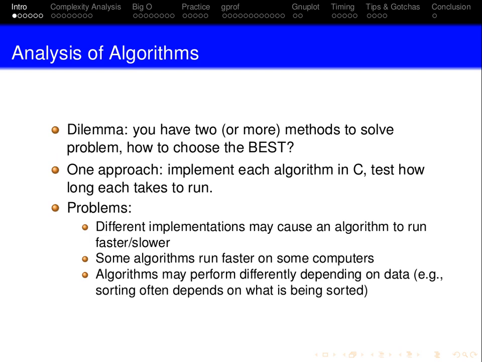The dilemma when you're doing an analysis of algorithms is you may have two or more methods to solve a problem. How do you figure out which one is best? How would you do it? You have two methods. What determines what's the best method to use?